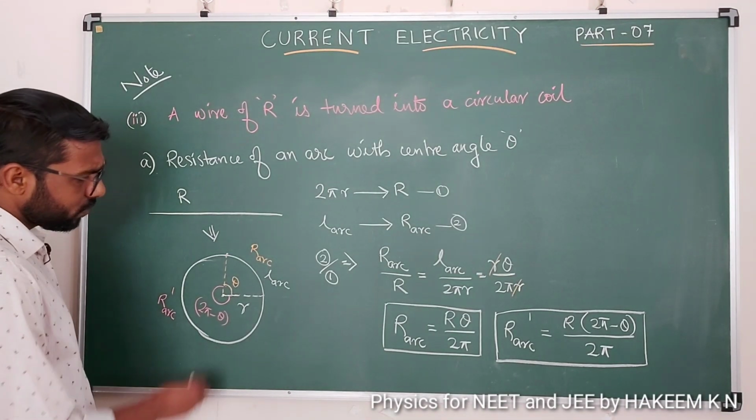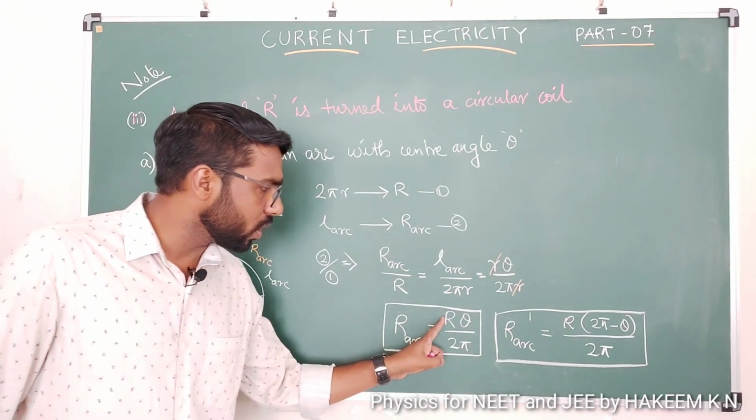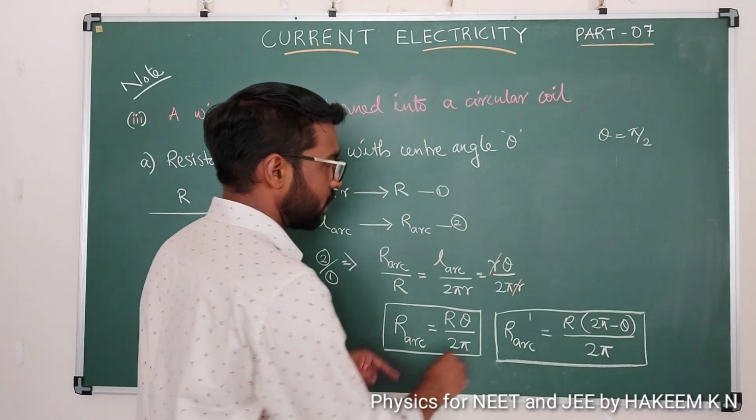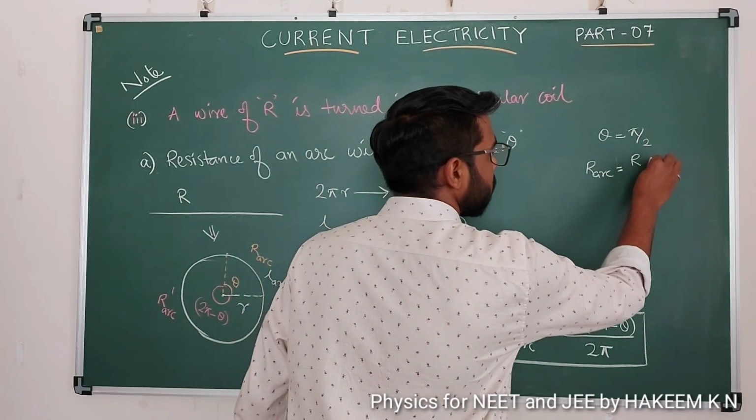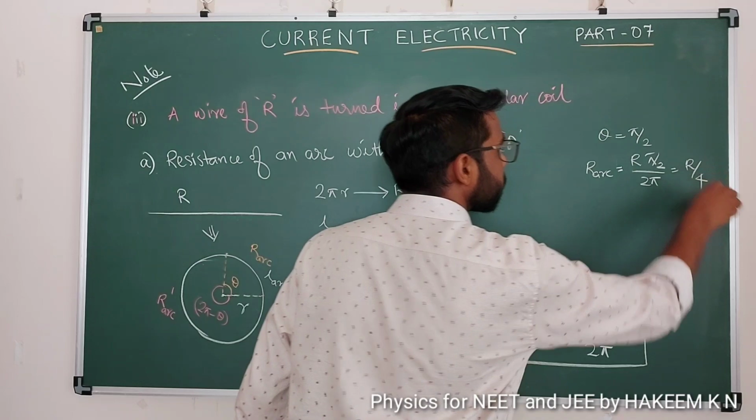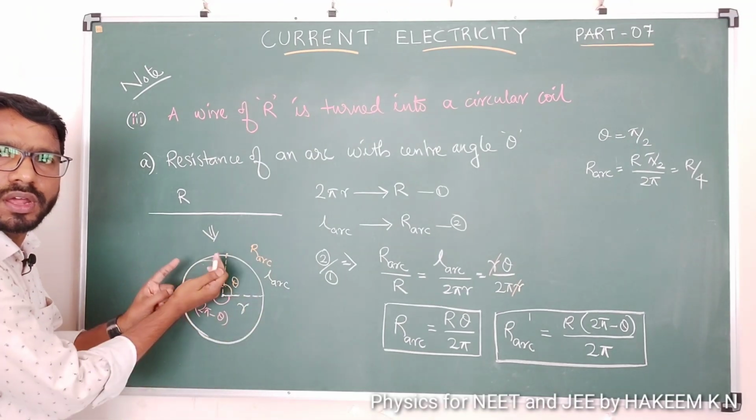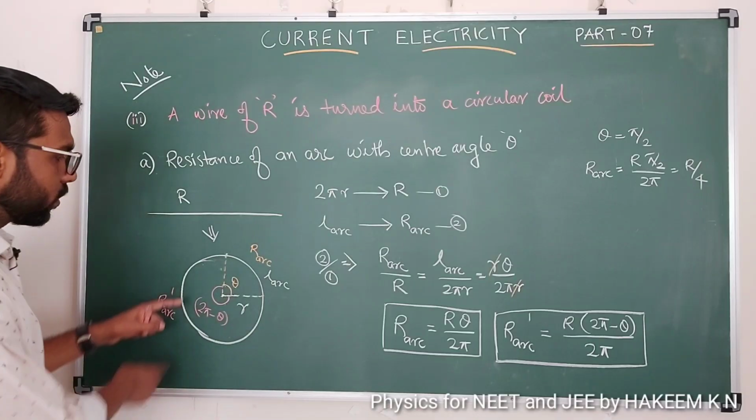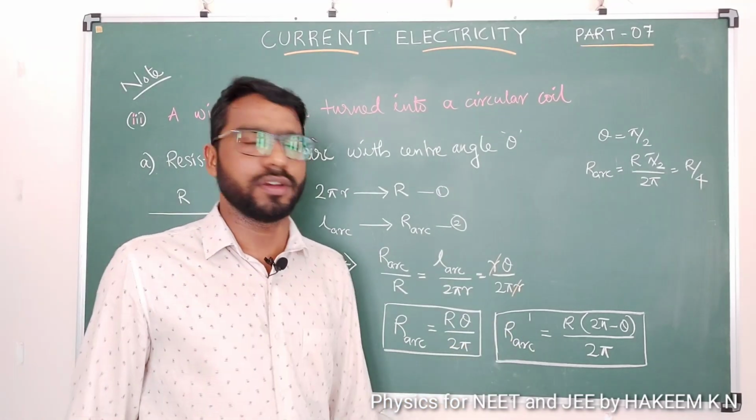For example, if this theta is 90 degrees, theta equal to pi by 2, R arc we will get R into pi by 2 by 2 pi. Pi cancels, we will get R by 4. If it is 90 degrees, then it is 1/4 of the total circular coil, so its resistance should be R by 4, that we got here. So this equation we can use for any arc with a center angle theta.